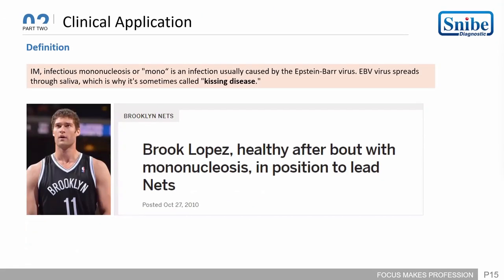So if we talk about the definition, infectious mononucleosis, or mono, is an infection usually caused by the Epstein-Barr virus. This Epstein-Barr virus is spread through saliva, which is why it's sometimes called the kissing disease.